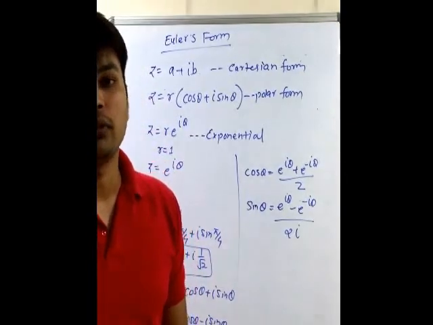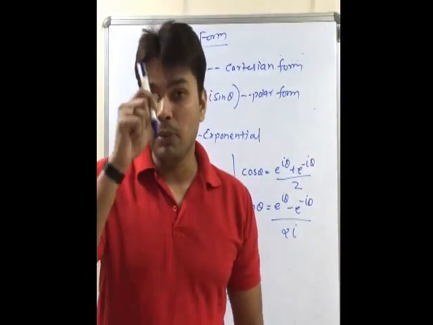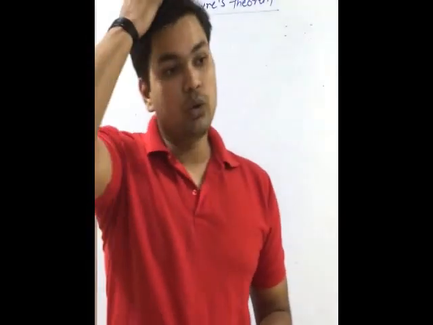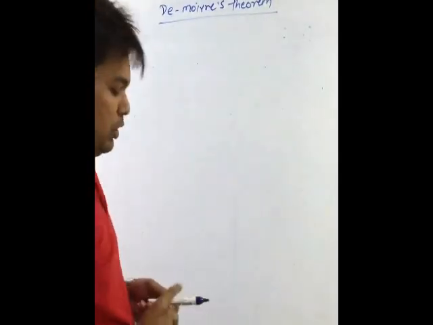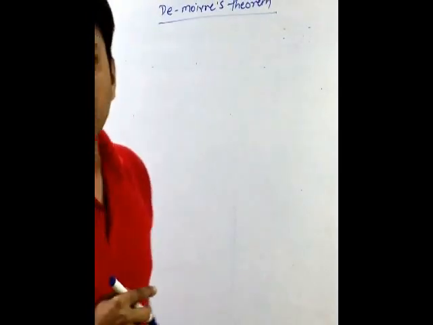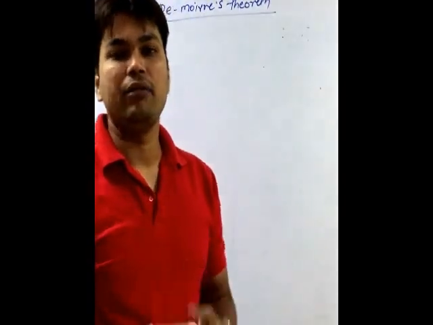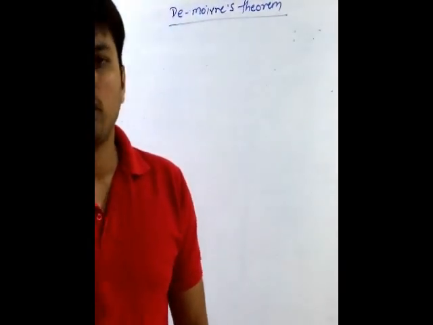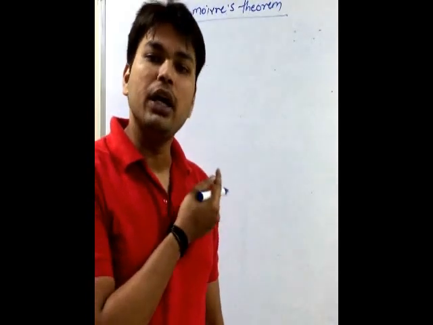How to apply De Moivre's theorem? De Moivre's theorem is a very easy theorem and a very important theorem for the topic complex number. So the topic is De Moivre's theorem. A few minutes back we studied the Cartesian form of the complex number, the polar form of the complex number, and the exponential form, or Euler form, of the complex number. Now we are going to study De Moivre's theorem.